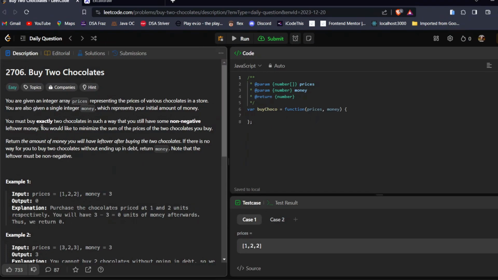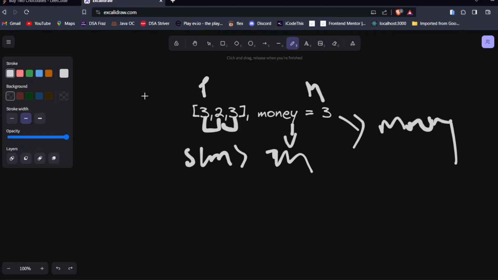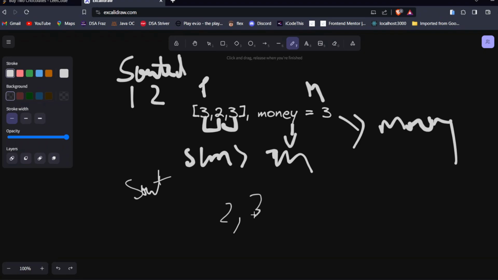As I already told you, you would like to minimize the sum of the prices of the 2 chocolates you buy. Now how do you minimize the sum of any two numbers in an array? We can pick the first 2 elements from the sorted array, so we have to sort the array in order to pick the 2 smallest numbers. Once the array is sorted, it will look something like 2, 3, 3. Let's check these 2 numbers: if we sum them, we get 5, and 3 minus 5 is minus 2, which is a negative number, so we'll return 3 from here.